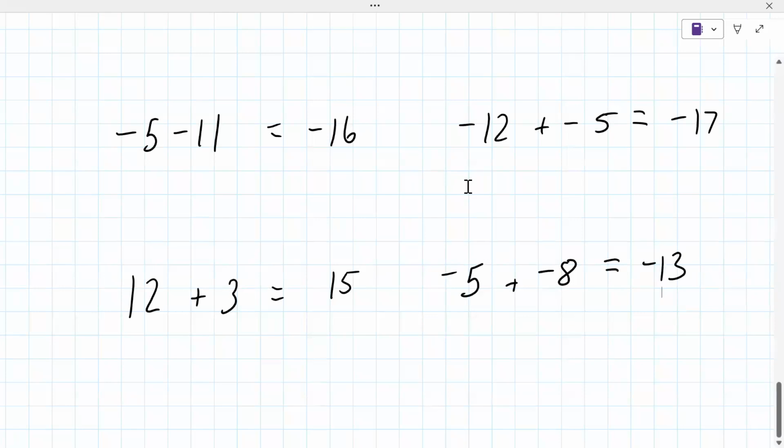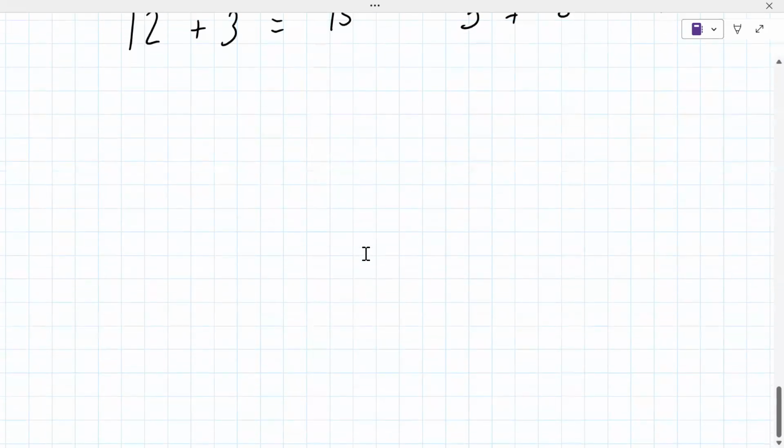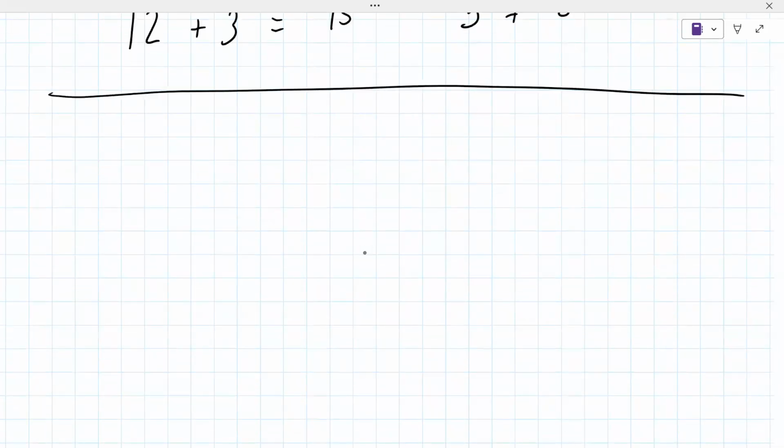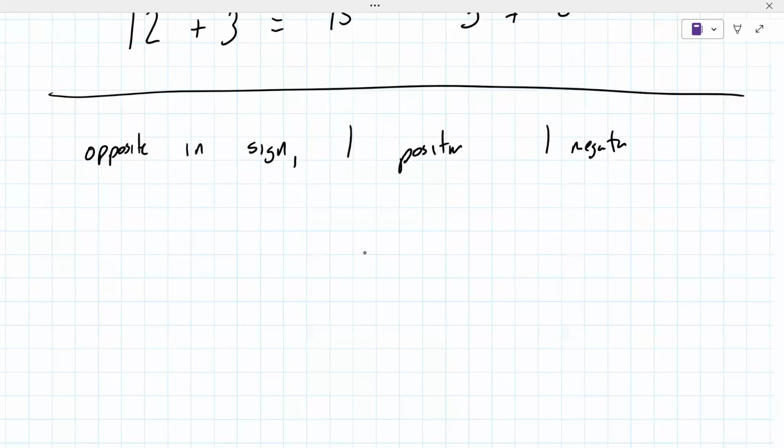So everything I just told you was for when the two numbers are the same sign. The other possibility is that they are opposite in sign, and that means there's one positive and one negative. So let's look at an example. It's gonna be a silly example because you already know the answer. What is 7 minus 3? It's 4.